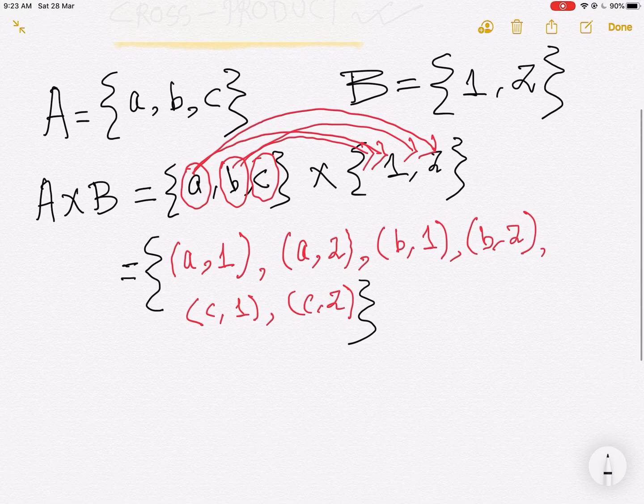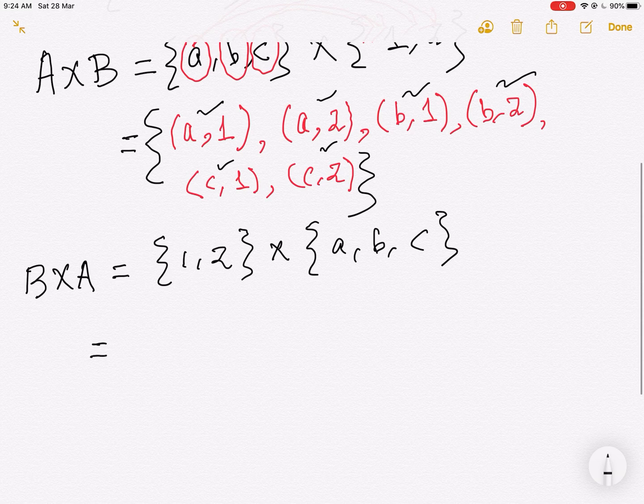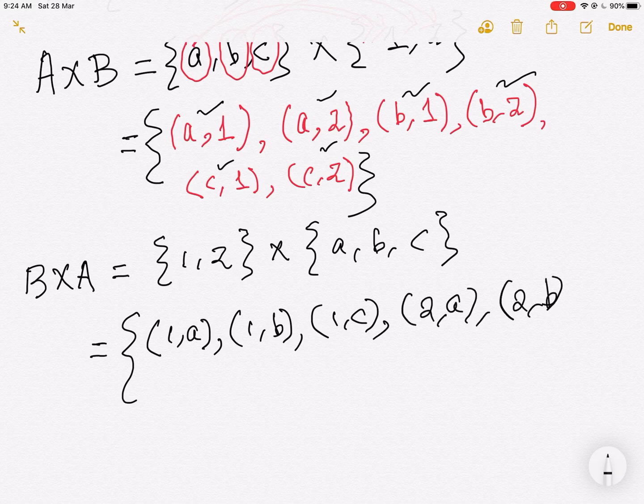So as we notice here, the elements are in pair form, but in each pair the abscissa, that is the first member, belongs always to the first set, and the second member always belongs to the second set. Similarly, if we are to define the product B cross A now, that is, we just reverse the order, this will be the set {1, 2} multiplied with the set {a, b, c}. So likewise, we shall get another set of ordered pairs given by (1, a), (1, b), (1, c), and similarly (2, a), (2, b), and (2, c).